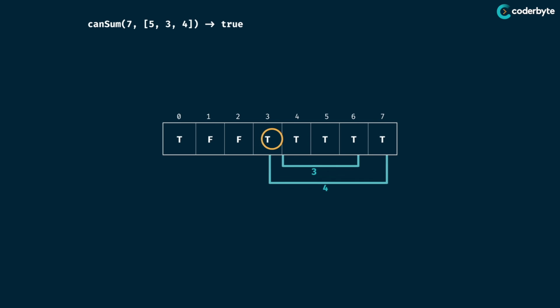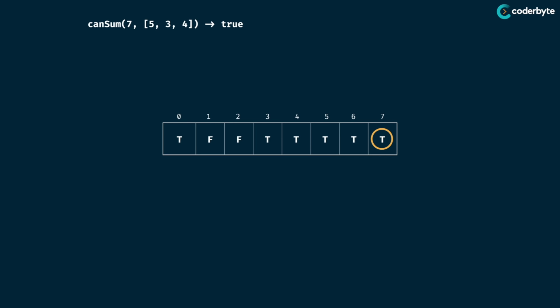And I keep doing this process all the way through the entire table. Notice that as I keep iterating toward the right, these forward-looking references kind of stop being useful because they go out of bounds. But the point is, by the end of all of these iterations, I do have a true stored at index 7, which means that it is possible to generate a quantity of 7.